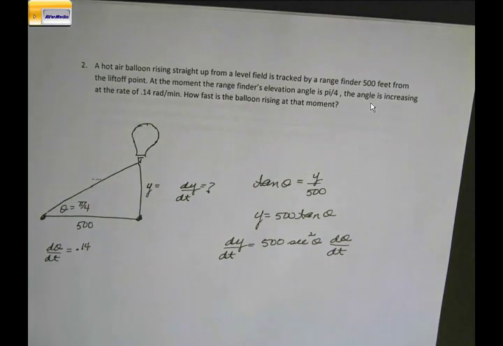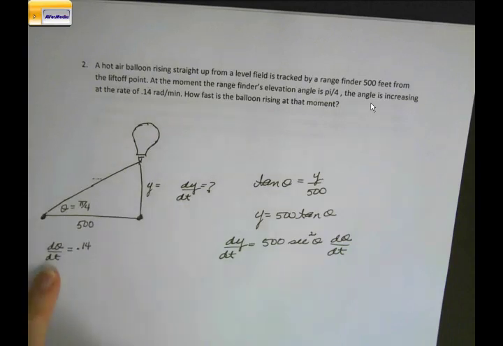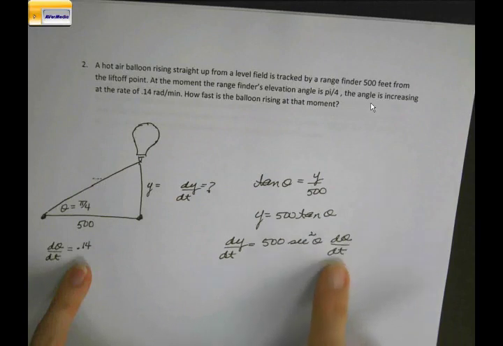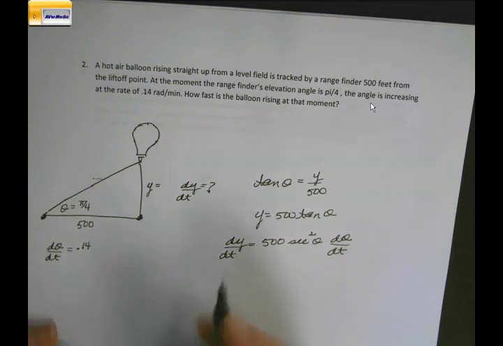Now let's look at what was given. Do we have enough information to answer the question? The question is, what is dy dt at that moment that we froze time? We know that d theta dt at the moment we froze time was 0.14, which fills this one. Theta at that frozen moment in time is pi fourths, so we're good. We got everything we need.